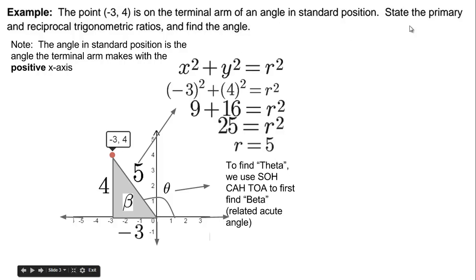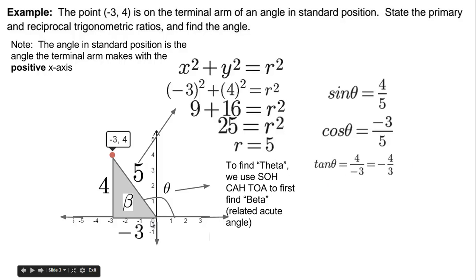So now it asks for the primary trig ratios first, so we find the primary trig ratios of the angle we just saw, trying out the formulas from the last slide. Cos theta is x over r, so adjacent over hypotenuse is -3 over 5, and tan theta is opposite over adjacent, 4 over -3. The -3 on the bottom just doesn't look nice, so we put the negative on the side here.